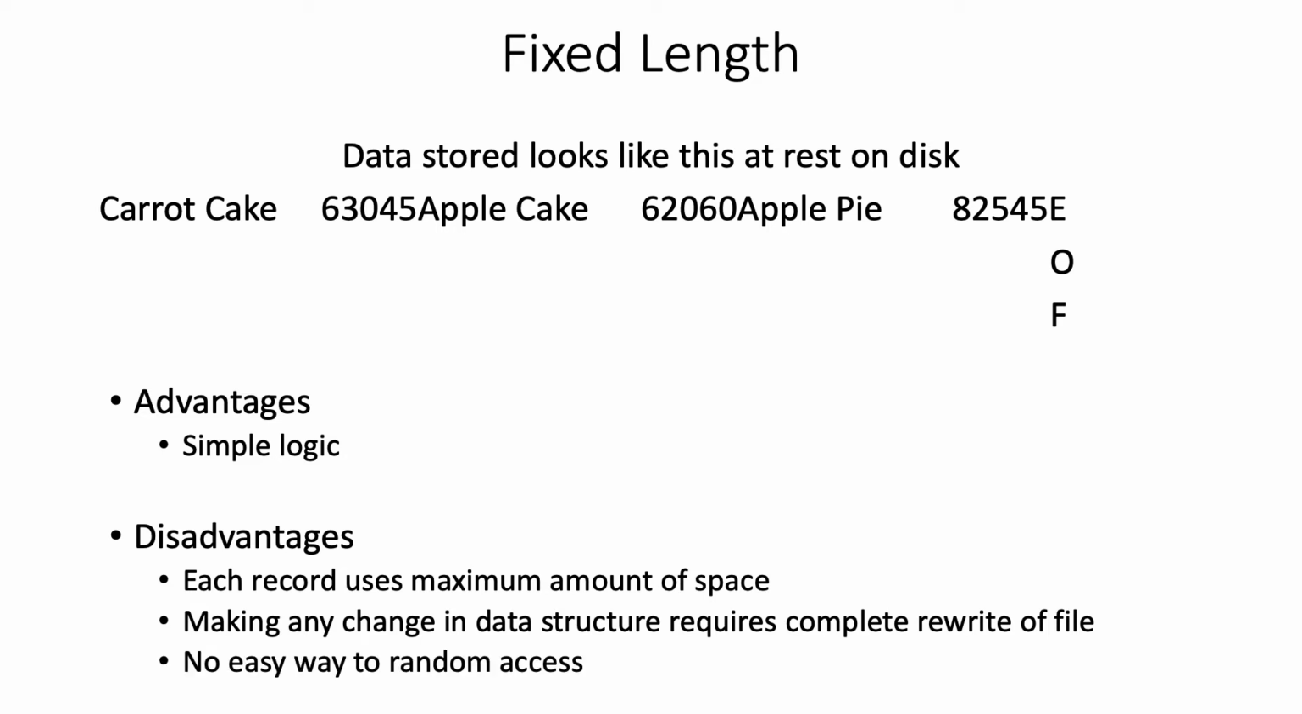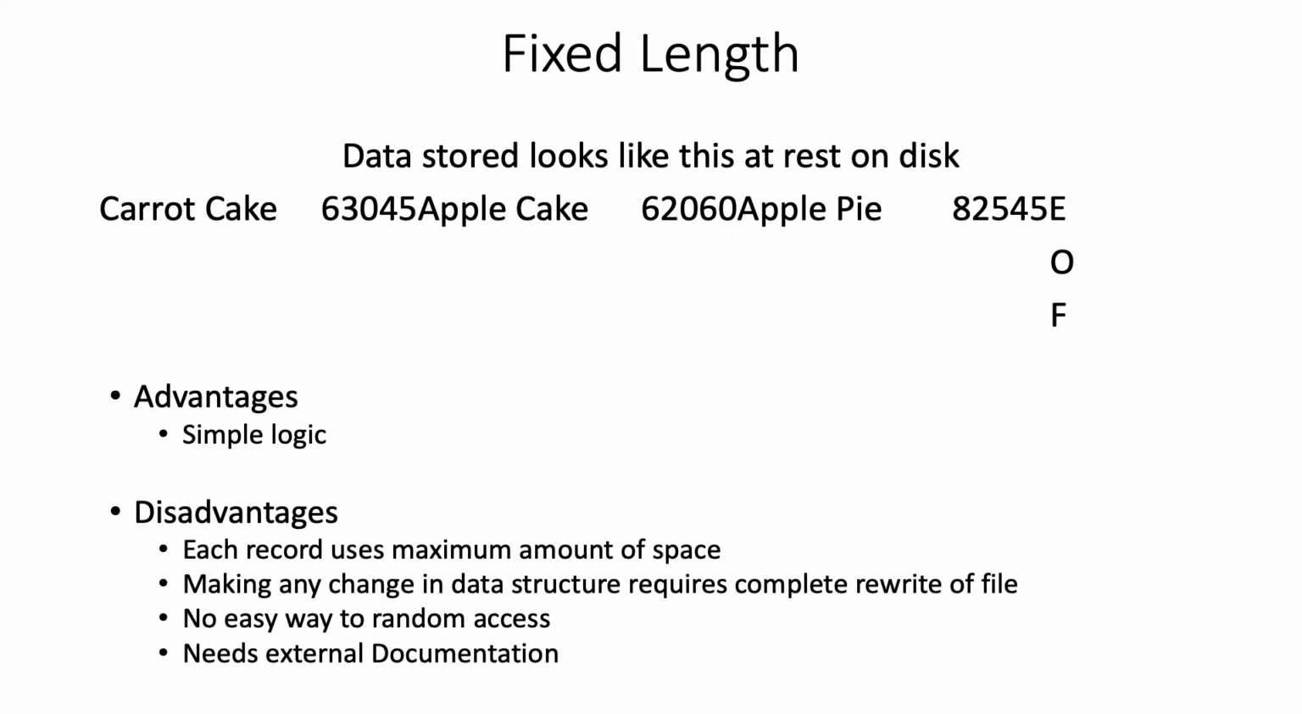There's no easy way to do random access. If you want to get to the apple pie recipe, your only choice is to read down through till you get to apple pie. And it needs external documentation. Looking at this, you don't know what it is. You can't have any way of knowing whether that's the zip code or whether that's 3 fields or whatever.